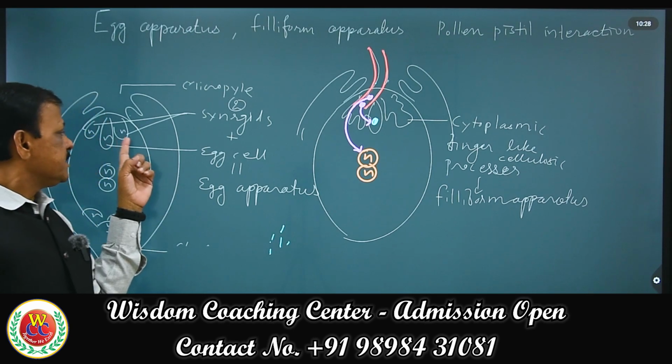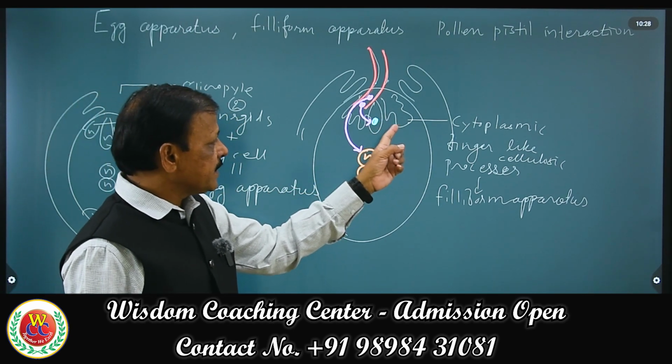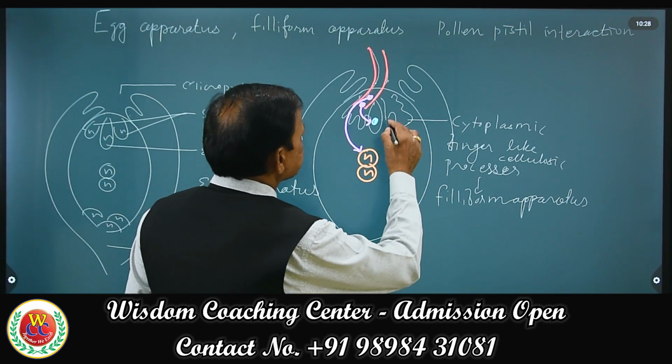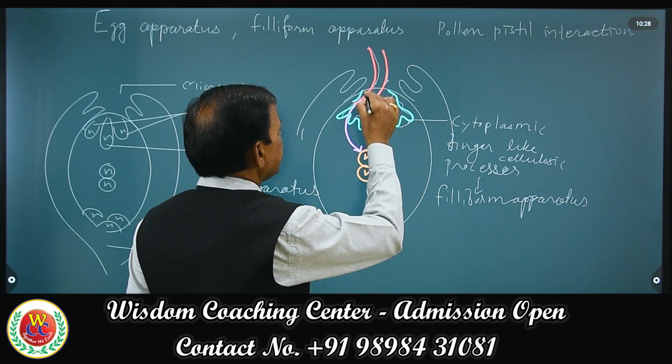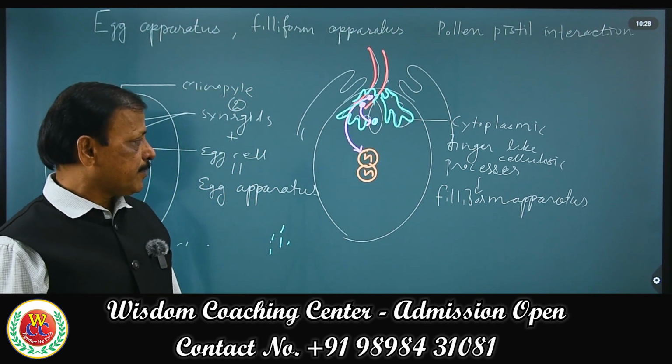So here, this is the egg apparatus: two synergids plus egg cell form the egg apparatus. And these cytoplasmic, cellulosic finger-like projections around this egg cell are called the filiform apparatus.